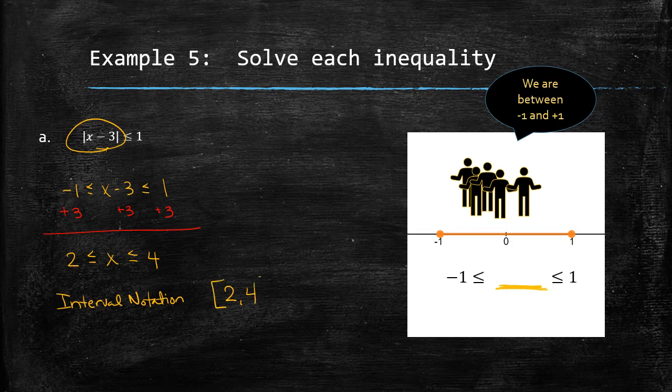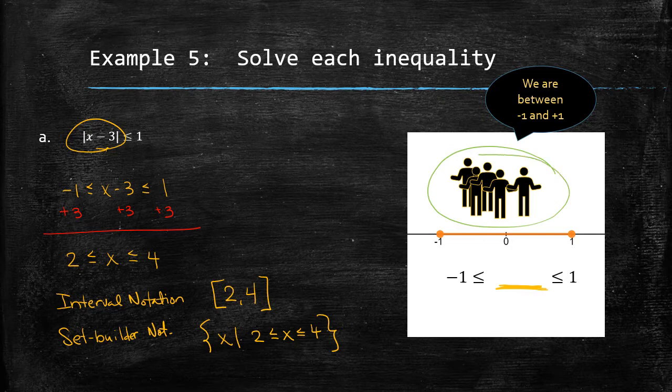We'll use brackets since we have that or equal to, or set builder notation. So all real numbers x such that 2 is less than or equal to x, which is less than or equal to 4. Okay, so notice that in our picture over here, the people are all together. They're at the same time greater than -1 and less than +1. So since they're all together, we write it as a 3-part inequality. Your inequality is also all together.